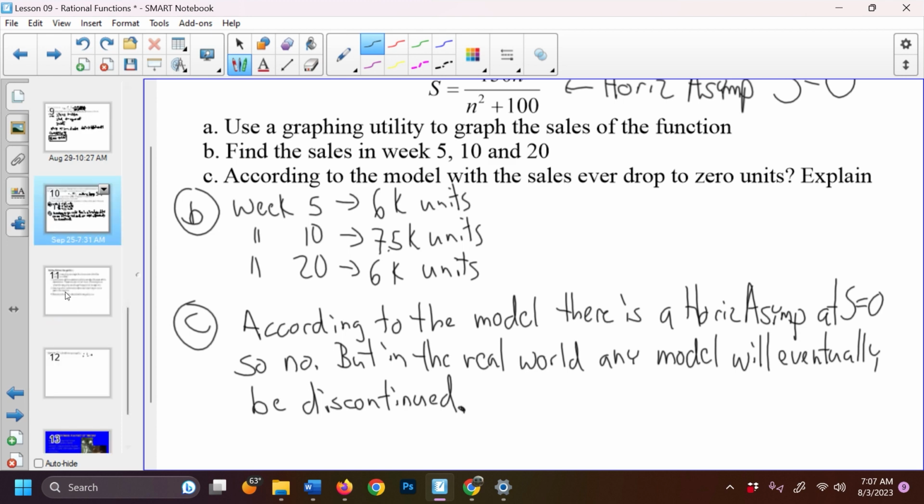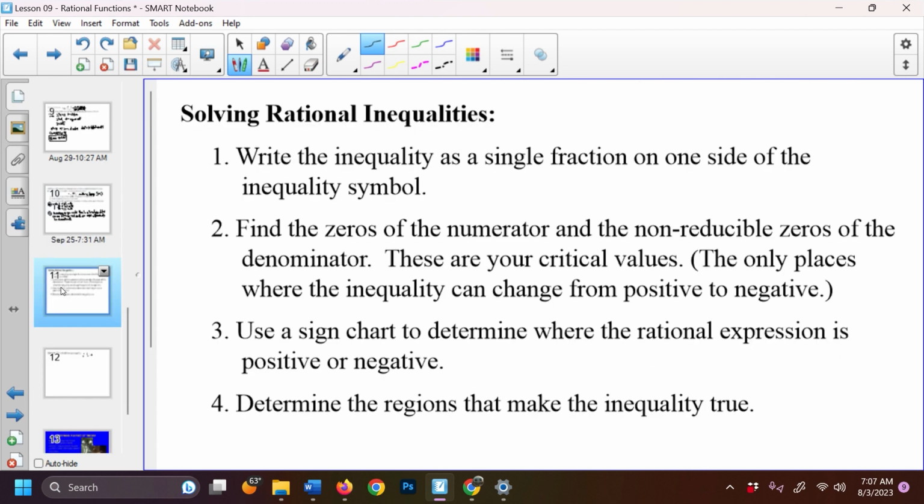All right. Finally, solving rational inequalities. Solving rational inequalities will be very similar to solving polynomial inequalities. We'll write the inequality as a single fraction on one side of the inequality symbol. We will find the zeros of the numerator and the non-reducible zeros of the denominator. These are your critical values, the only places where the inequality can change from positive to negative. And then we'll use a sign chart to determine where the rational expression is either positive or negative, and then we will determine the regions that make the inequality true.